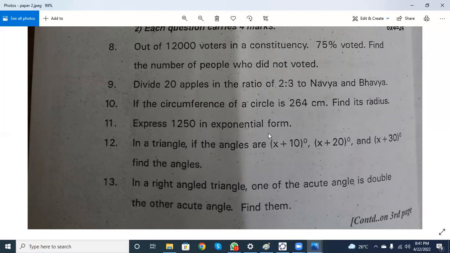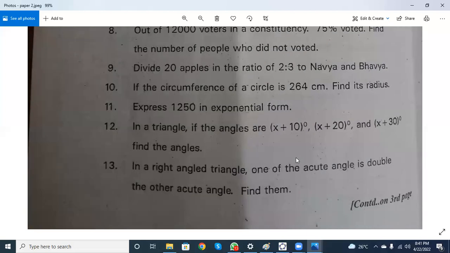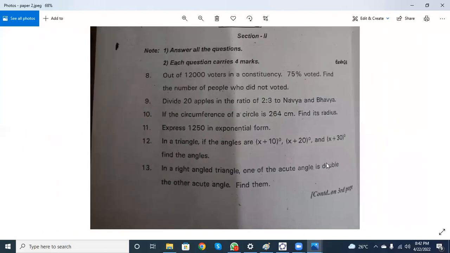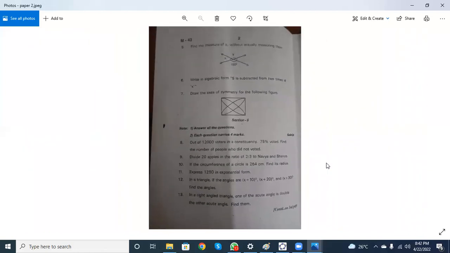1215, we need to put it in exponential form. Next, triangle angles are given. You need to find out x first, then find all the 3 angles. In a right angle triangle, one acute angle is double the other acute angle, find them. So 2 angles you need to find out. So let's see page number 3.